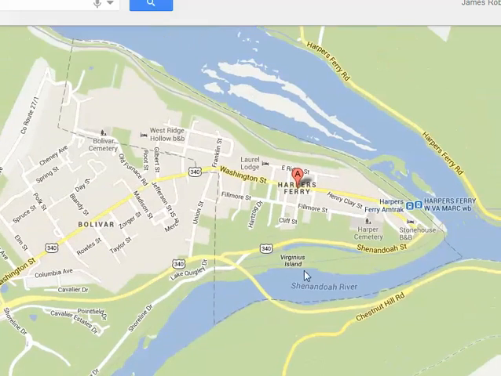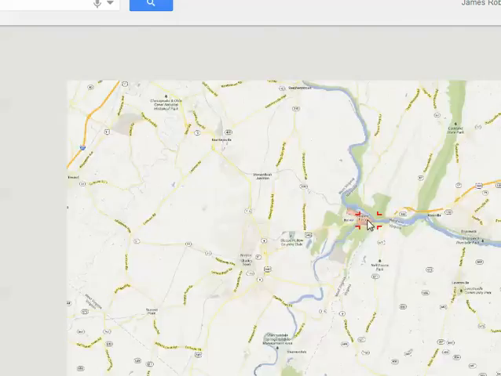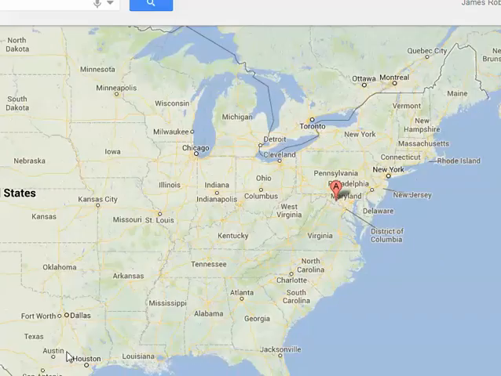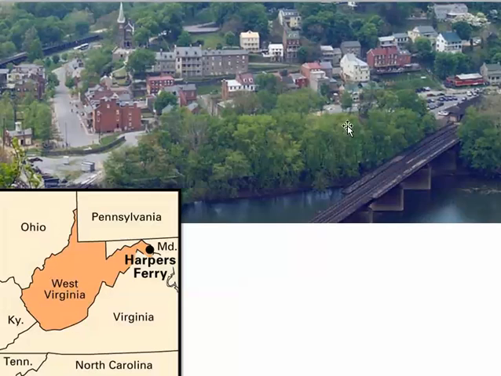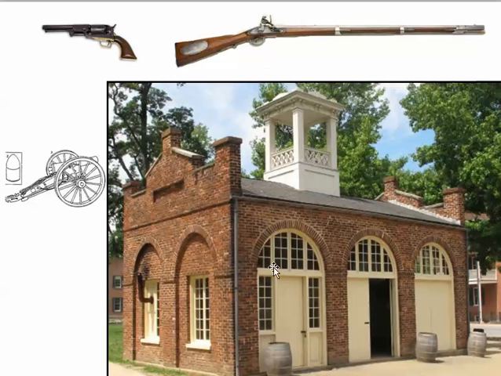And this Harpers Ferry is where John Brown attacks the arsenal and tries to take the weapons from it and give them to slaves in a slave rebellion. So that's Harpers Ferry. And here's the arsenal. Here's a picture of the arsenal. There's a bigger arsenal picture here. That's a present day picture of the arsenal.